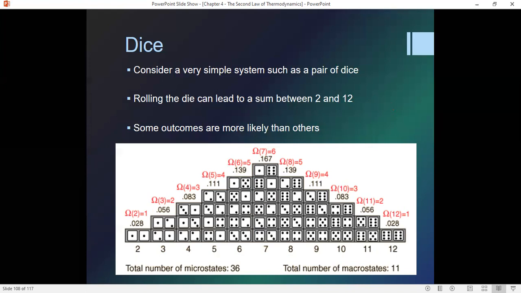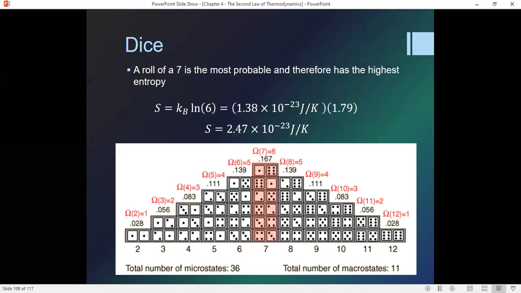Okay? So looking at the entropy, let's calculate the entropy for each different case. The entropy for rolling the 7 is, here's the Boltzmann constant. It's 1.38 times 10 to the minus 23 joules per Kelvin. There are 6 possible states, so we take the natural log of 6, and the result is an entropy of 2.47 times 10 to the minus 23. Okay, so that's the entropy. Remember that, 2.47 times 10 to the minus 23.